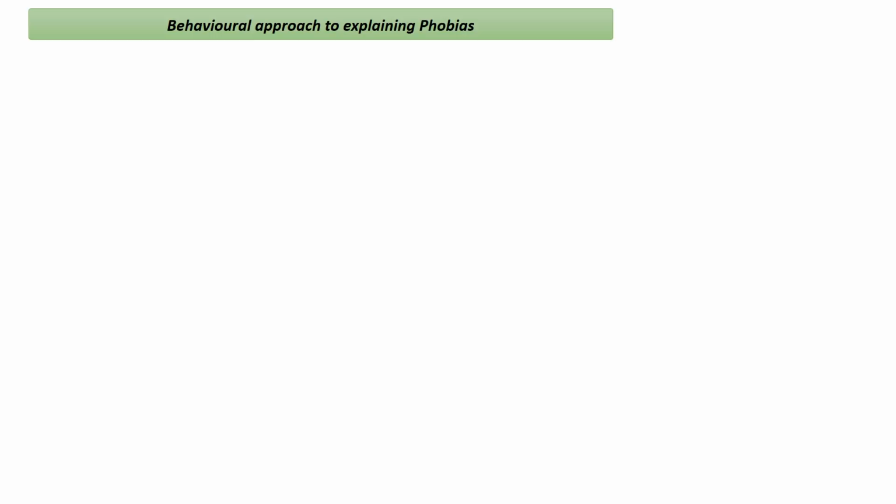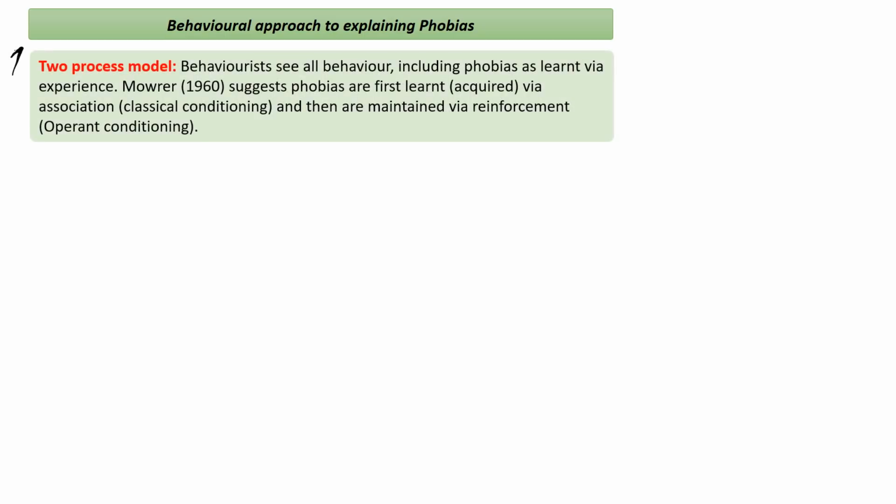One key concept that behaviourists have is all behaviour, including phobias, is learned ultimately from interaction with the environment, so from experience. Now a really important term for this behaviourist approach to explaining phobias is the two-process model. This idea is from Mowrer, and it suggests that phobias initially are first learned, so they're first acquired, through classical conditioning, so through association. They're then maintained through reinforcement, so through operant conditioning. That's the two-process model. The process of classical and operant conditioning working together to get a phobia and to keep it going.